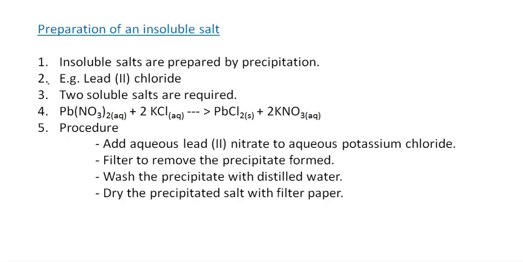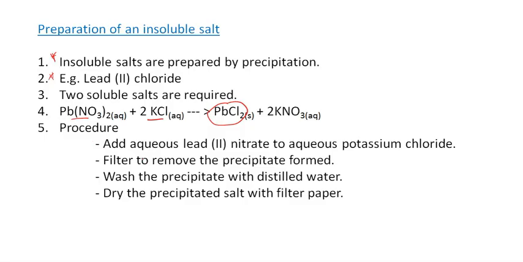So let's start with the easiest one. How do we prepare an insoluble salt? Insoluble salts are prepared by precipitation. So we know that lead(II) chloride is insoluble. So if we want to produce lead(II) chloride, we need two soluble salts. In this case, we are using lead nitrate because all nitrates are soluble, and we are using potassium chloride because all potassium salts are soluble. And what we produce is lead(II) chloride and potassium nitrate. So this is the salt we are trying to produce, and we are using two soluble salts to make it.